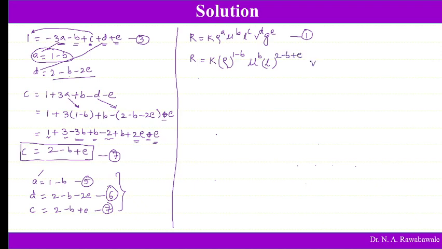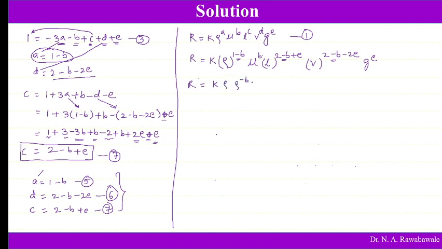Then v to the power of d. d has to be replaced from equation number 6, that is 2 minus b minus 2e. Then g to the power of e. So we have replaced a, then we have replaced c, and we have replaced d. b and e are as it is. So now we will rewrite this.